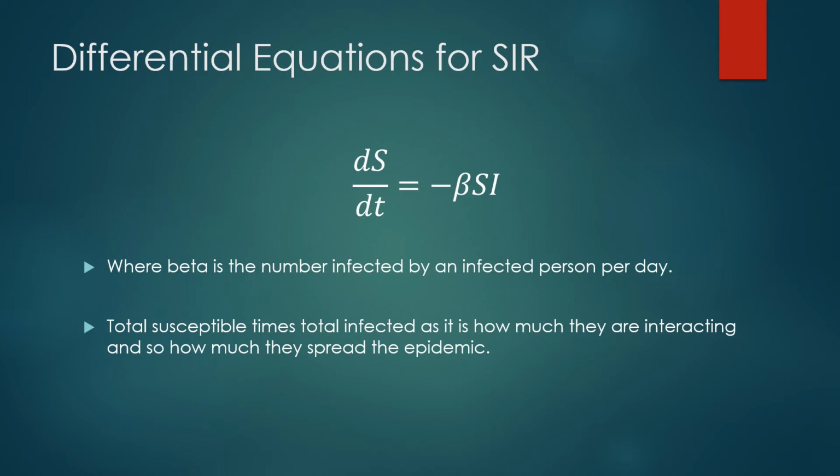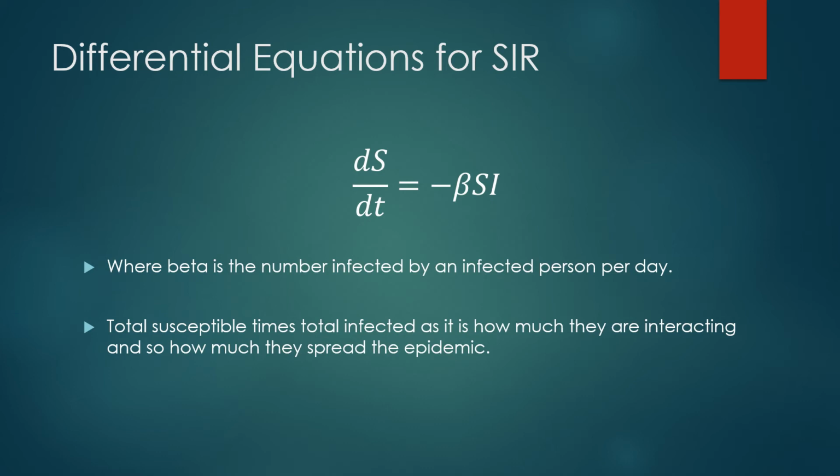This needs to be multiplied by the number of susceptible and the number infected, because you're imagining that all the susceptible and infected people are interacting with one another. If you multiply that by the probability, that tells you how many people are infected on a given day. So it's the total number of people infected times the total number of people who can be infected times the probability, and that will tell you the rate of change of the number of susceptible.